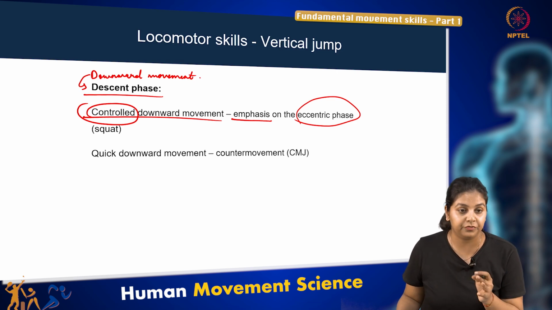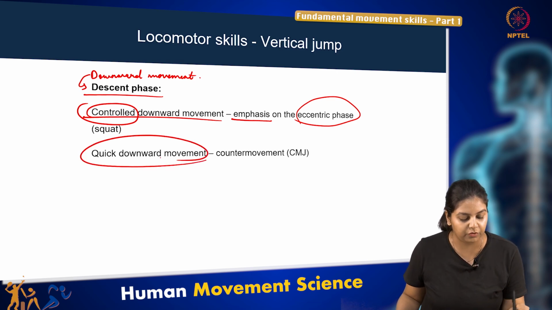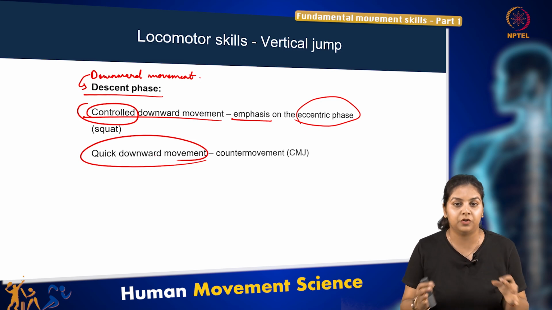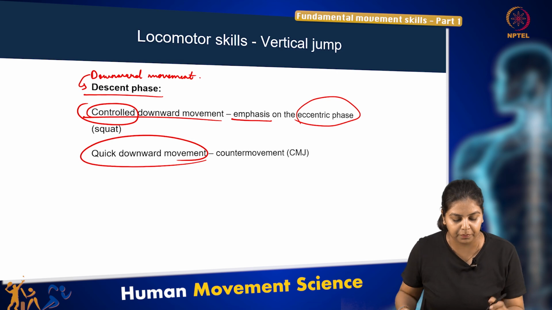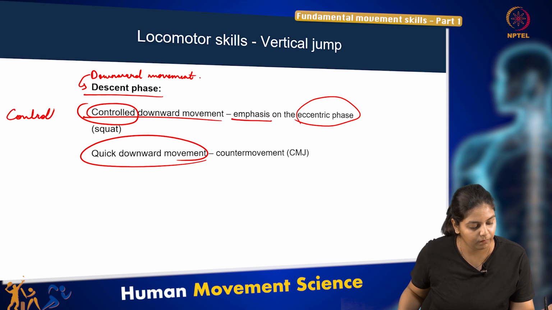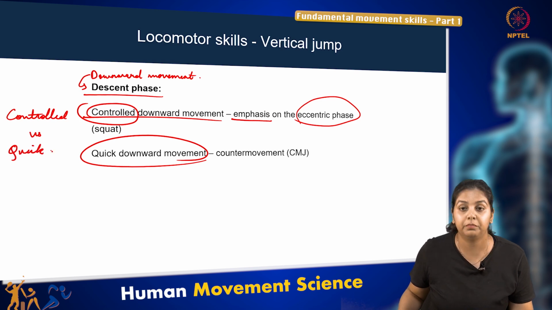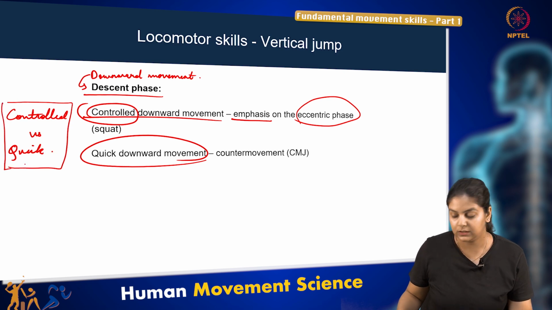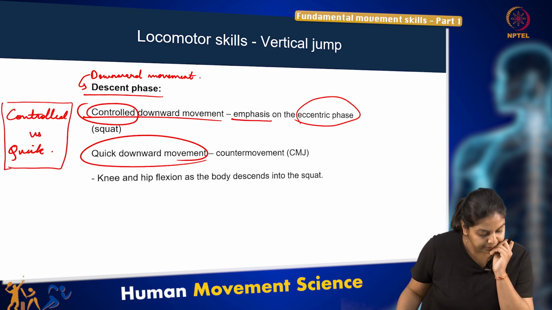Whereas for a counter movement jump, it's a quick downward movement. Now, why that's happening is because of your arm swing. So you quickly get into a downward movement and you propel up, right? So it's quick versus control. Control versus quick. So an important differentiation for your squat versus CMJ, right?